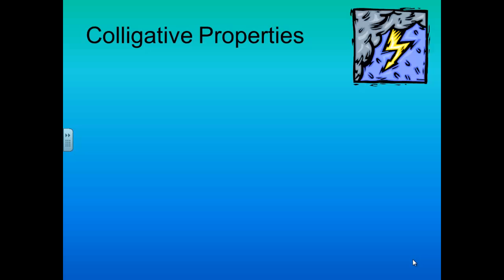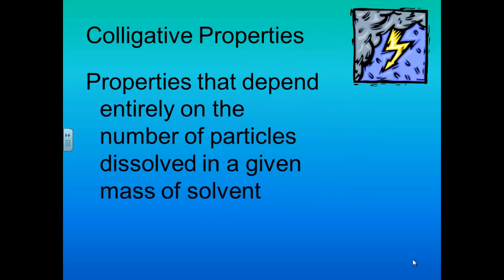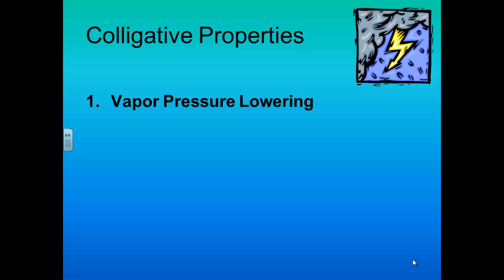The last 3 properties that we need to talk about are called colligative properties. And a colligative property is one that depends on how many particles are being dissolved in a solution. So different substances that can be dissolved will break down into different amounts of particles. And colligative properties are those that depend or change based on the number of particles that are being dissolved. There are 3 colligative properties. There are 3 things that change based on how many particles have been dissolved in a solution. And the first one is called vapor pressure lowering.